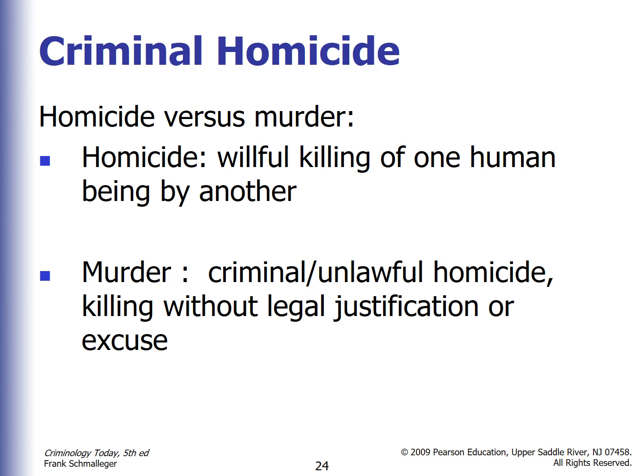So anyway, now we're going to go through the different types of crimes that are in the UCR and how they are defined. So homicide. You'll learn in criminal law what the specific legal definition of homicide is. But homicide versus murder. Homicide is defined as the willful killing of one human being by another. Now, willful killing simply means that the person did it because they wanted to or they had to. Where murder is a criminal or unlawful homicide, a killing without legal justification or excuse.